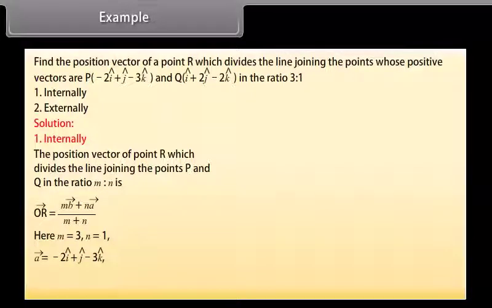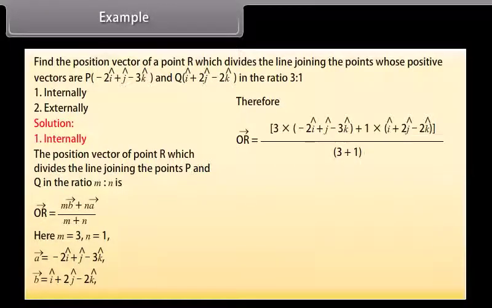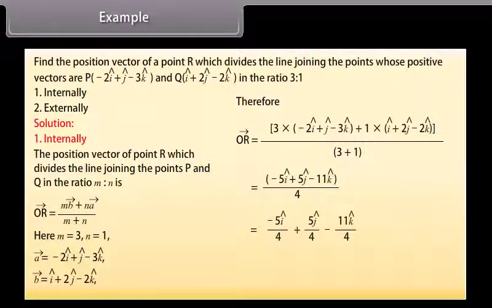Vector A equals minus 2 cap i plus cap j minus 3 cap k. Vector B equals cap i plus 2 cap j minus 2 cap k. Therefore, vector OR equals 3 into (minus 2 cap i plus cap j minus 3 cap k) plus 1 into (cap i plus 2 cap j minus 2 cap k) by 3 plus 1 equals (minus 5 cap i plus 5 cap j minus 11 cap k) by 4, which is equal to minus 5 cap i by 4 plus 5 cap j by 4 minus 11 cap k by 4.